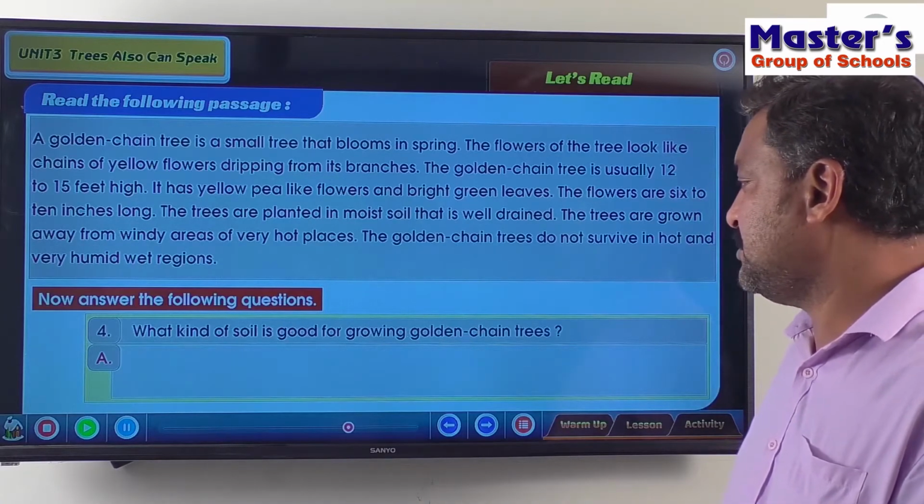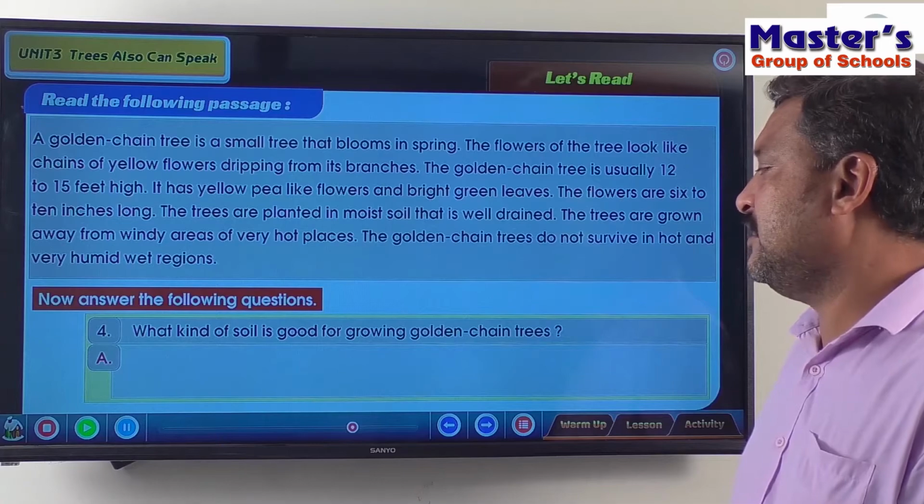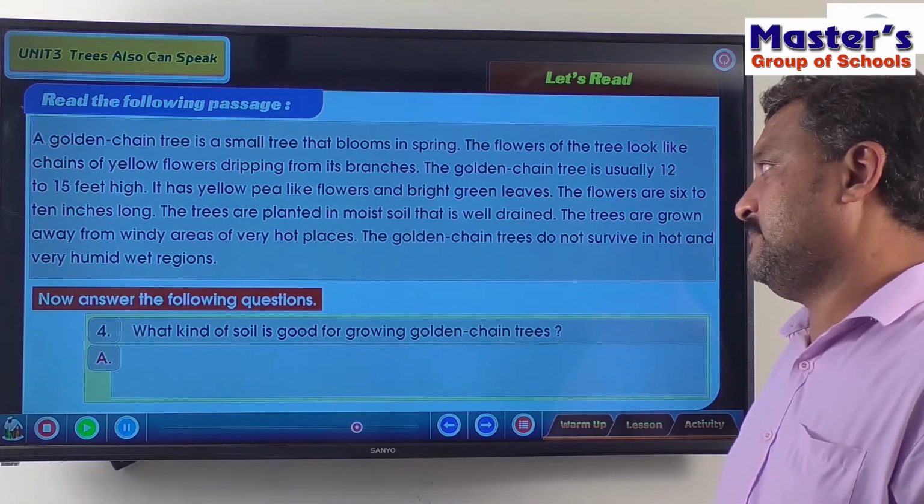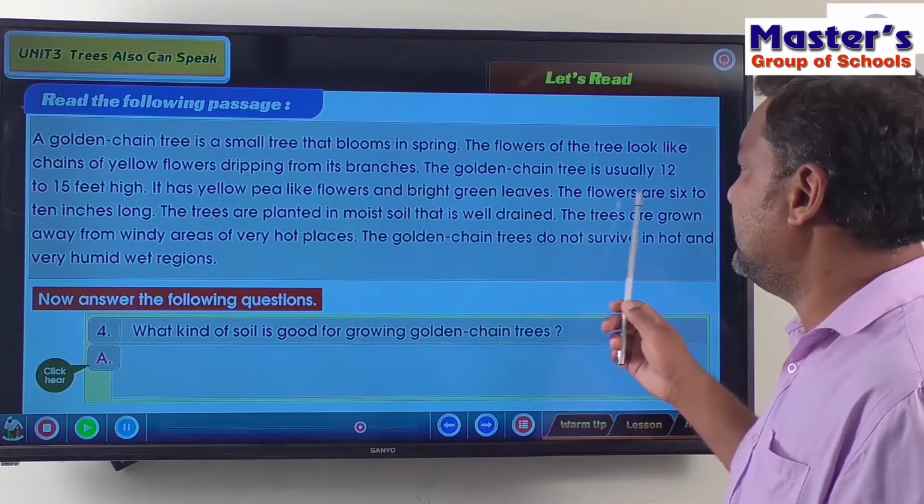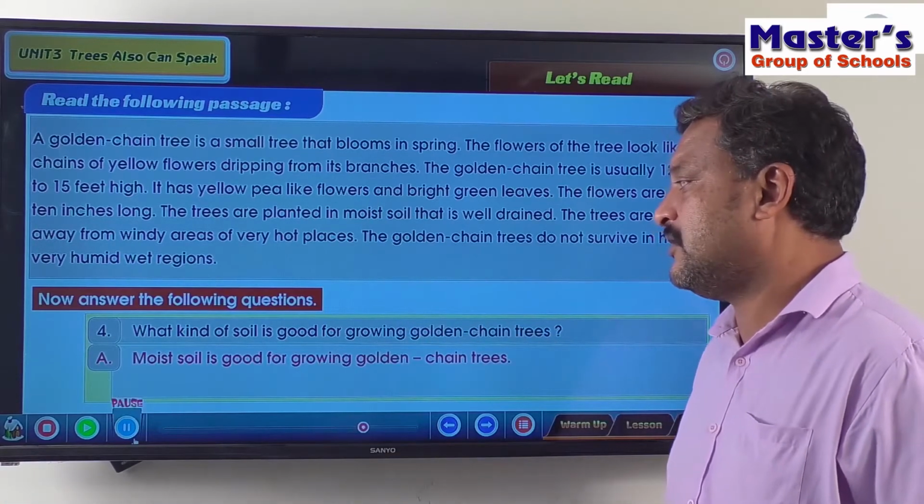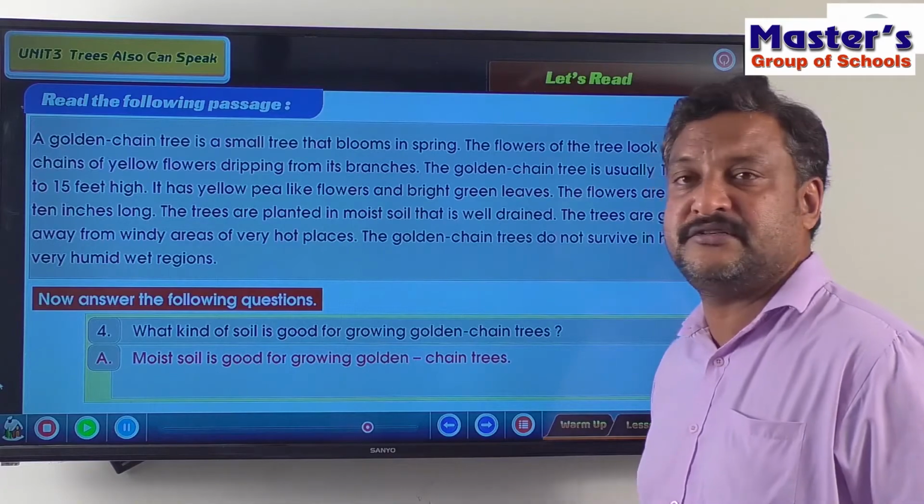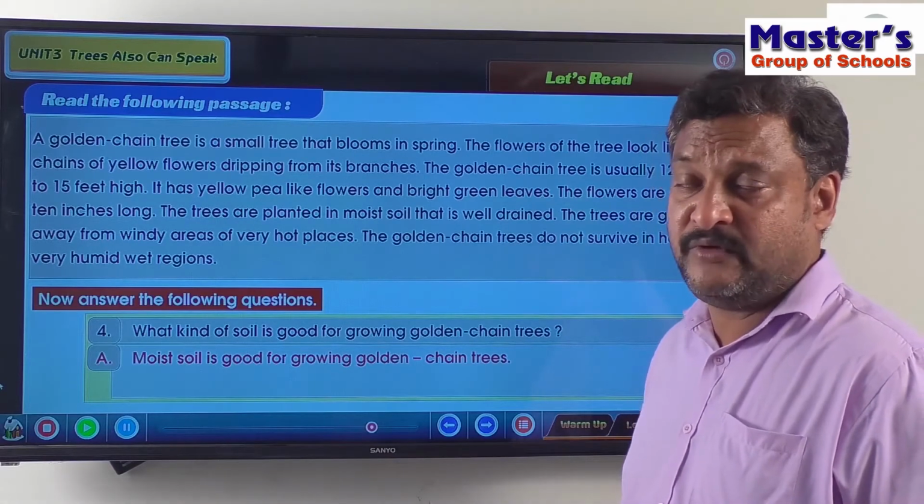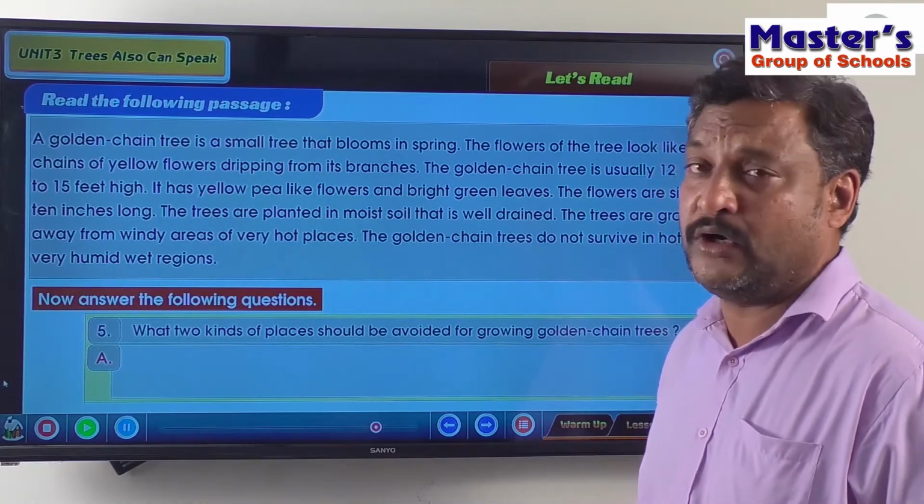Right. The next question. What kind of soil is good for the golden chain tree? Again, we have seen that. Yes. What is the answer? Yes. Moist soil is good for the golden chain tree to grow. It should be wet and moist, but there should not be any standing water.